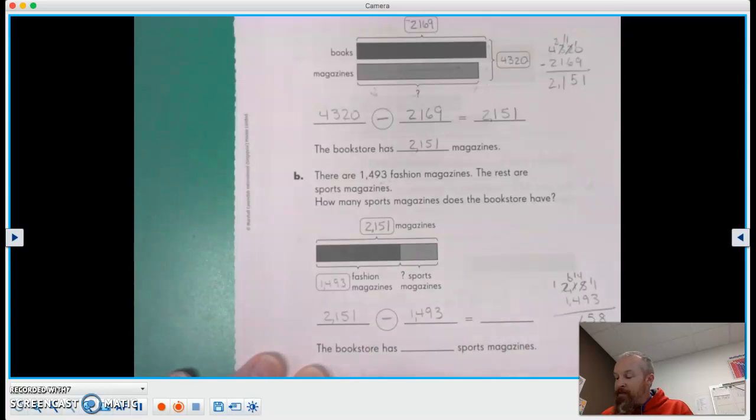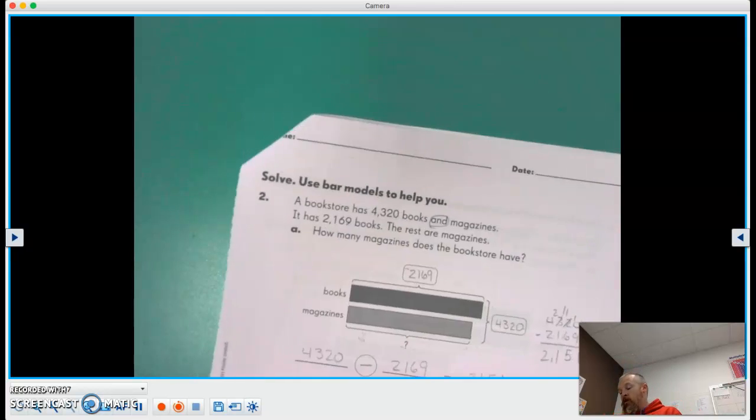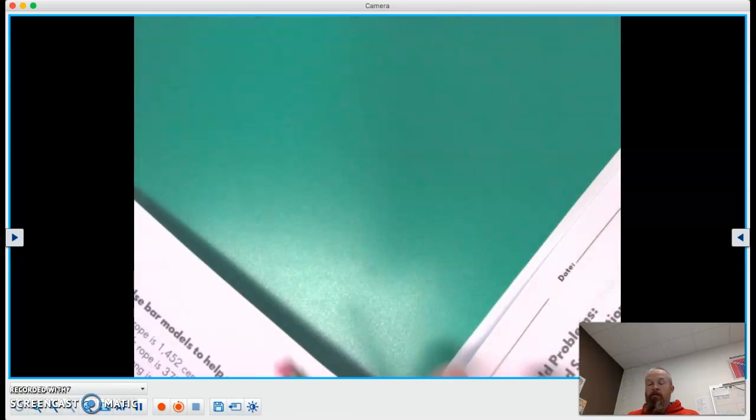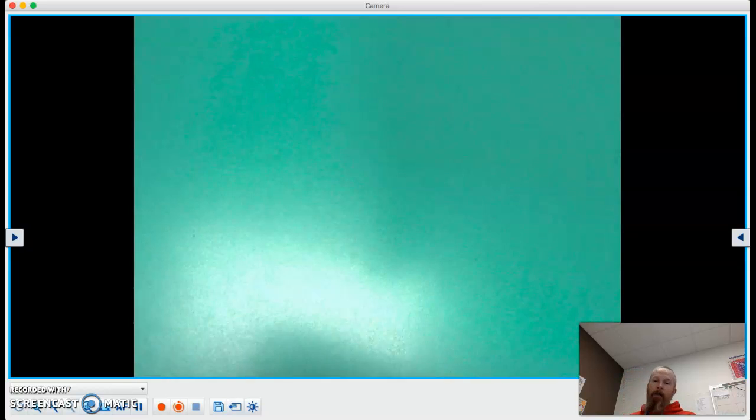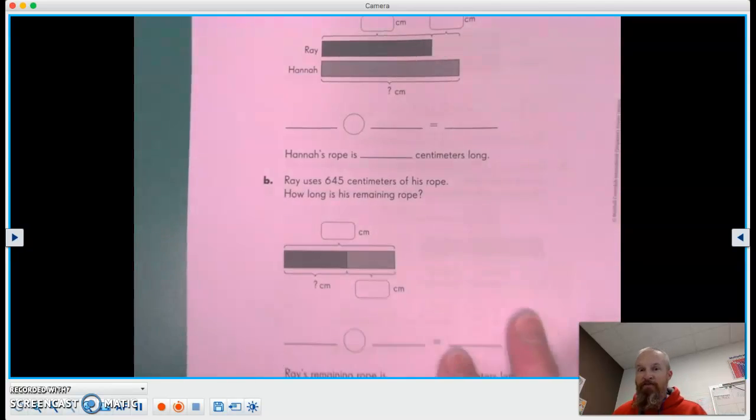So the bookstore has 658 sports magazines. Nice work. This is nice, like basically one problem, maybe a problem and a half a page, right?